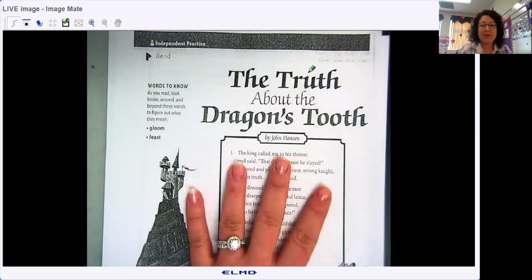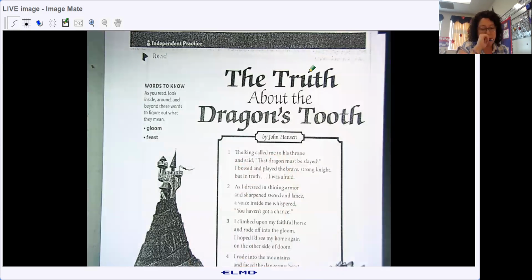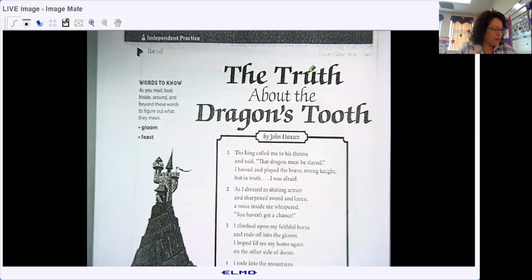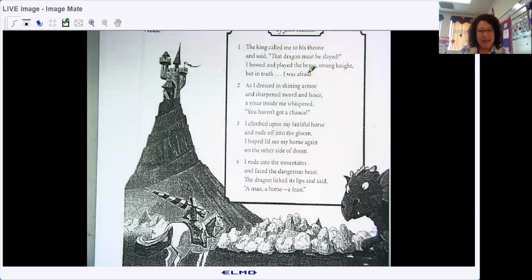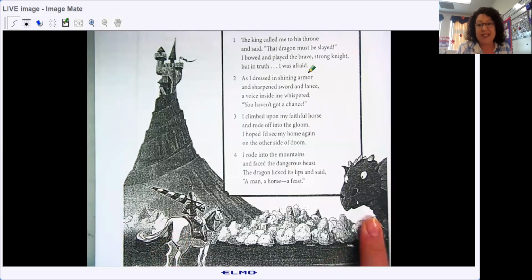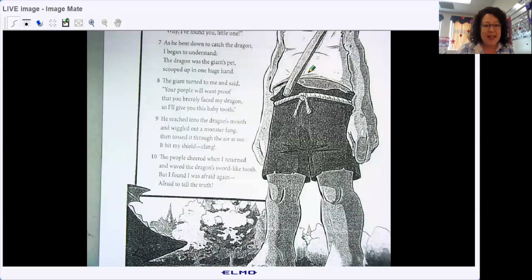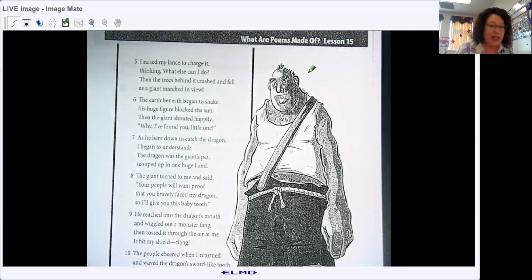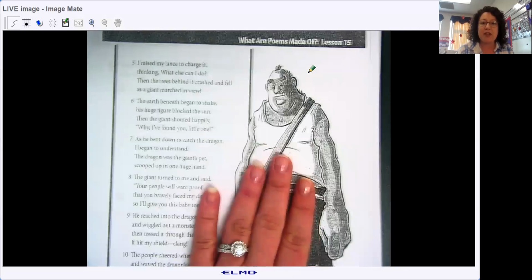Here we are. Okay. We have The Truth About the Dragon's Tooth. Maybe you've already read it. Maybe you want to pause it and read it on your own first. Otherwise, you can follow along with me. When we look at our illustrations, always analyze that first. We have a castle, we have a knight, we have a dragon. So right away, we know that this is not true. And then on the second page, we have a giant. It's always good to look at the pictures first.